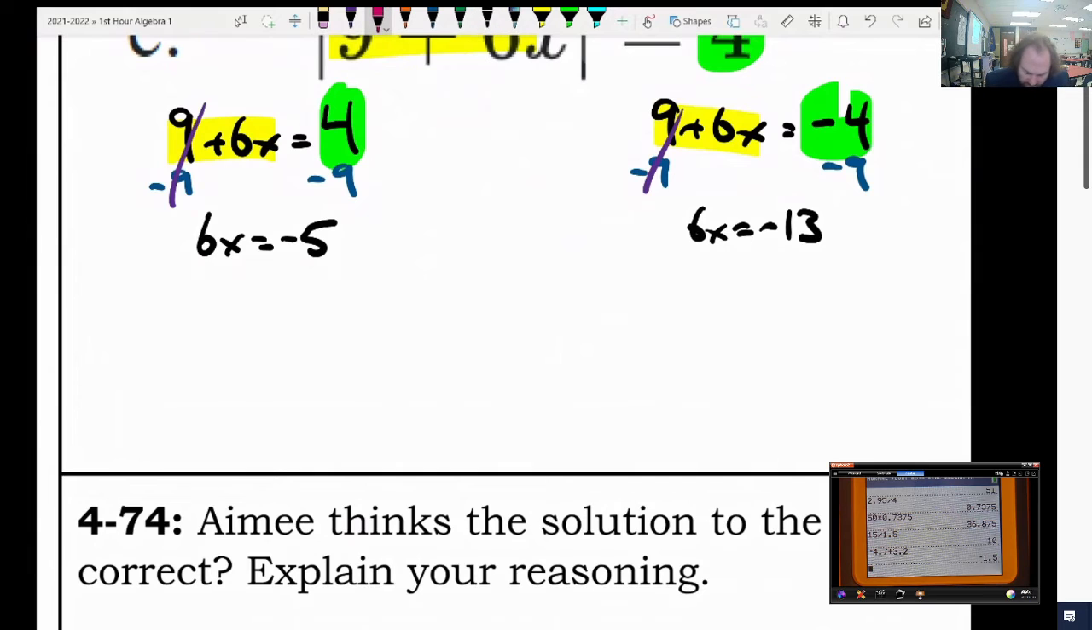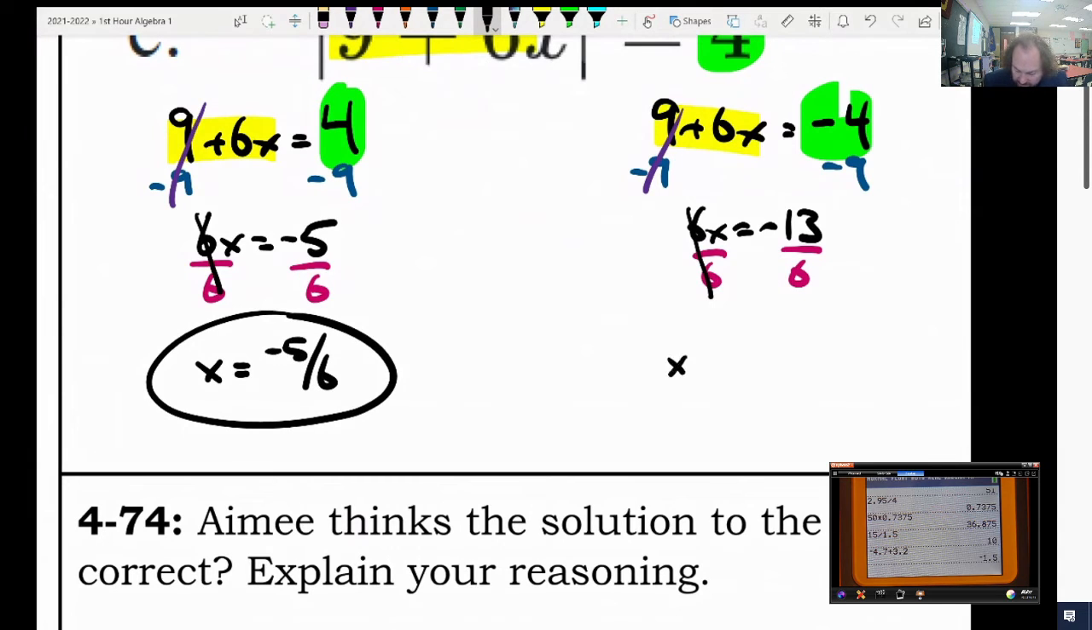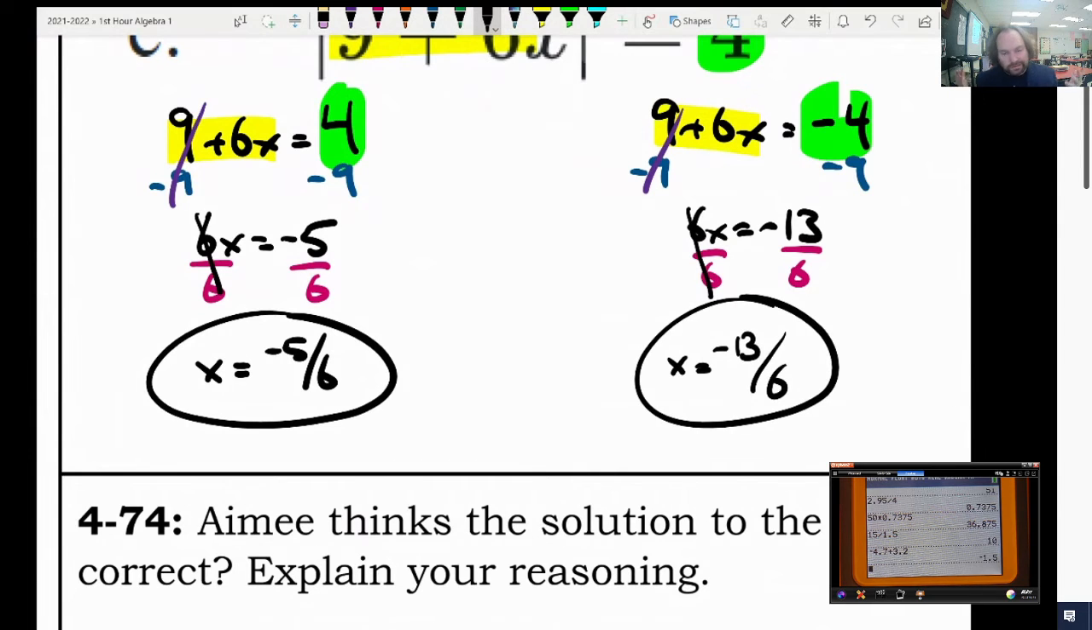Now we're going to do the other same thing. We're going to divide by 6 on both sides, because we want the 6 to cancel out, which it will do on both sides. And over here, the answer is going to be -5/6. That's the answer. Not nice, but that's what it is. Over here, the answer is -13 over 6. Those are the two solutions. They don't have to be nice numbers.